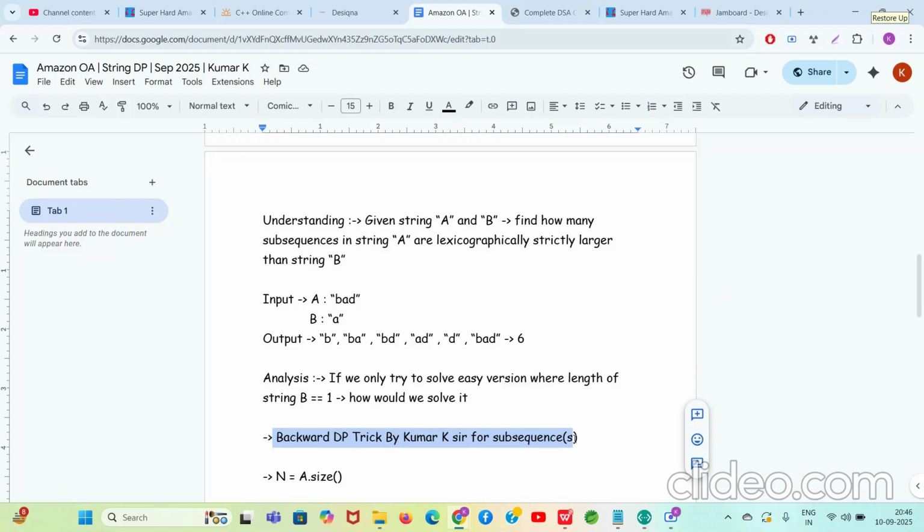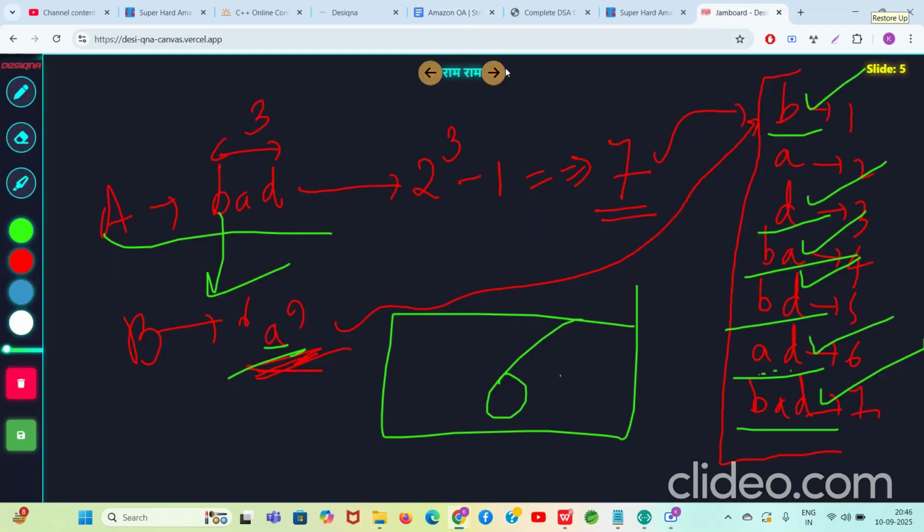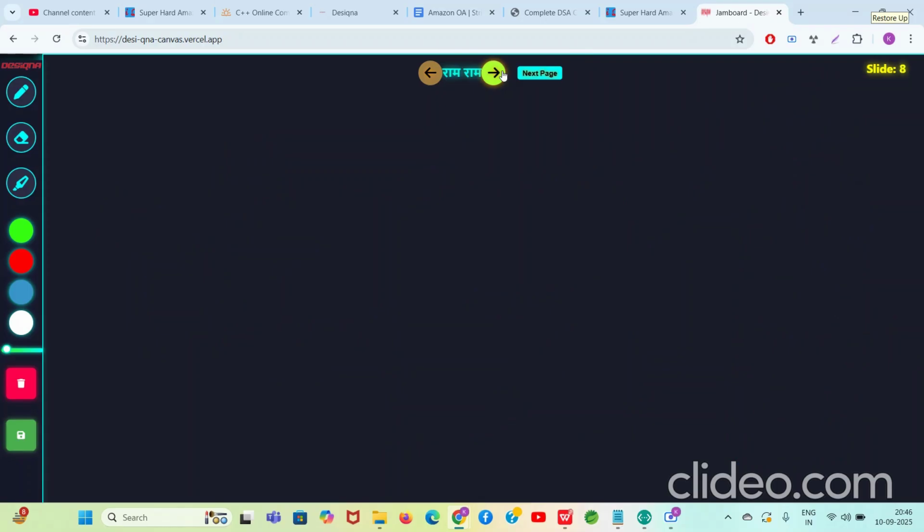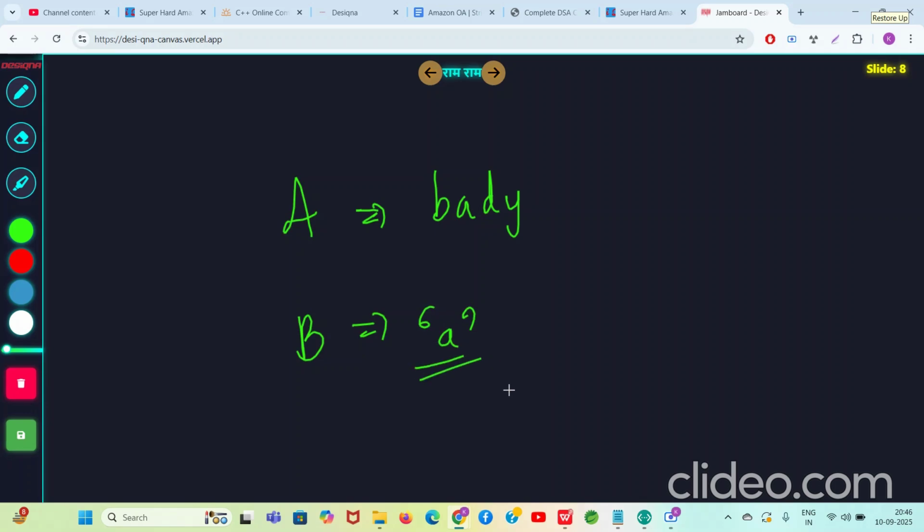So before I discuss the backward DP trick with you, I want to discuss how you can think a little bit, how to arrive at the solution. So let's say this is BADY. Okay, this is not string B, this is, let's say, string A. This is string B. So how will you know how many subsequences of A are greater than B efficiently?